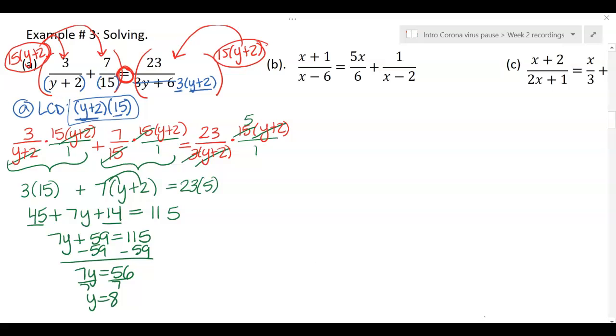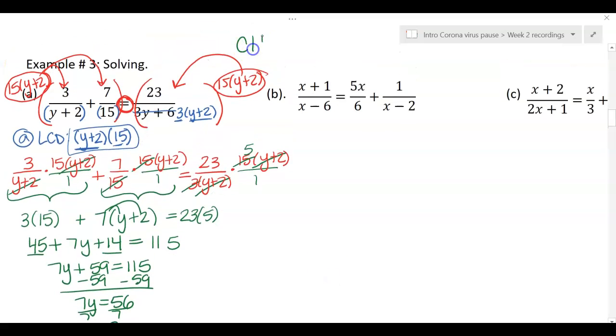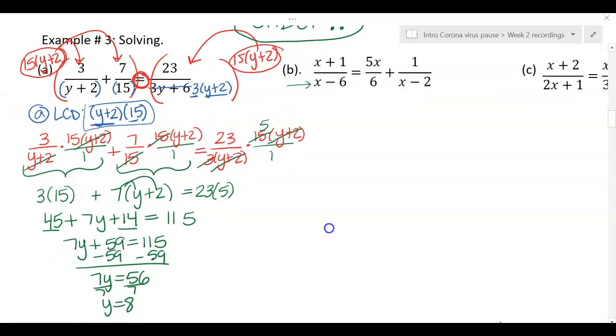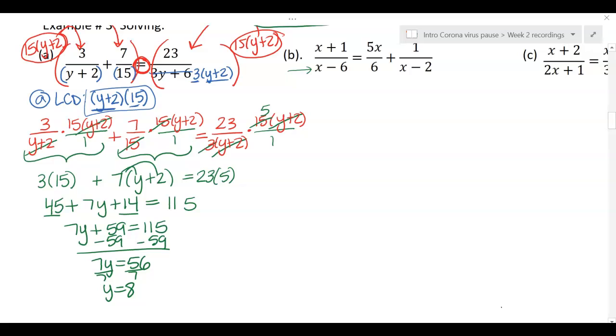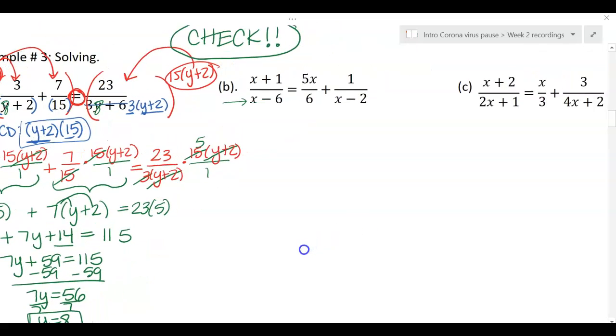Okay. In these problems, I do want to make one big note that you should write on your paper to remind yourself, is that you should check your answers, because your original problems are fractions with a variable in the denominator. You want to make sure you're not creating something undefined, which would mean if I plug my answer back in, does it make 0 in the denominator? In this case, if I plug 8 back in for y, it doesn't create 0 in any of those denominators, so that's a good answer.